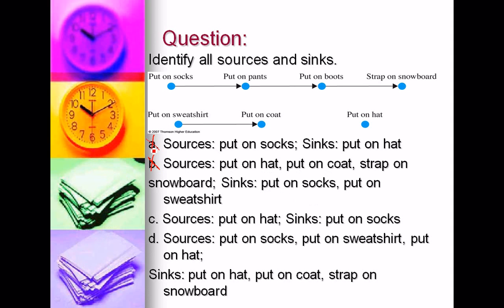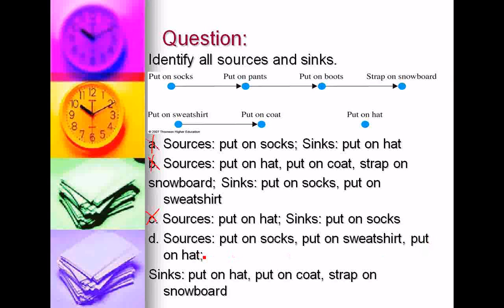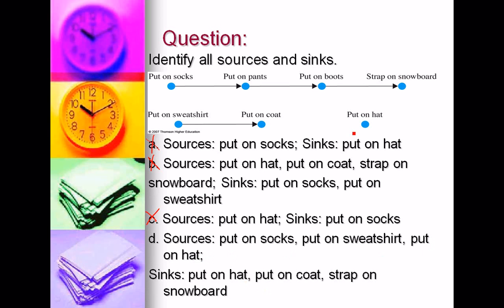That's your sources. So since we've eliminated everything else, our sinks must be to put on a hat, which is a sink, put on a coat, which is a sink, and strap on snowboard, which is a sink. Now we'll pick up on maximal paths in the second half of 7.1.